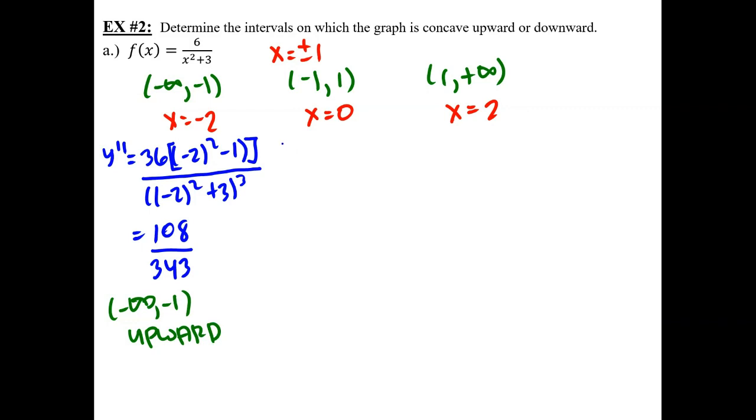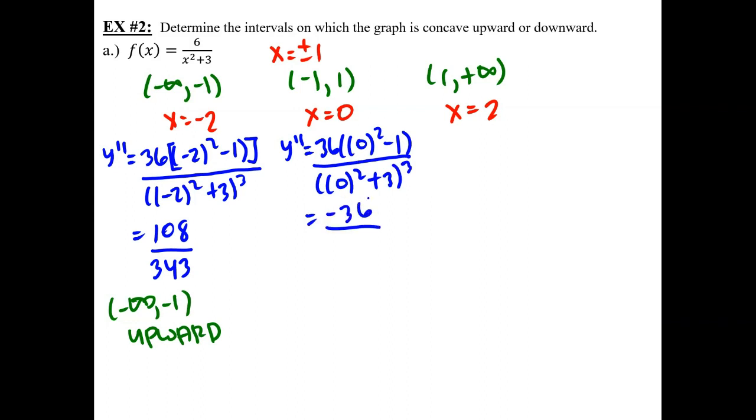Next, we have y double prime equal to 36 times 0 squared minus 1 all over 0 squared plus 3 cubed. So 0 times 36 is 0, negative 36 all over 3 cubed. 3 times 3 is 9 times 3 is 27. Negative times positive becomes negative. So we have a negative double prime. We can stop there. So our interval negative 1 to 1 will have a downward concavity.